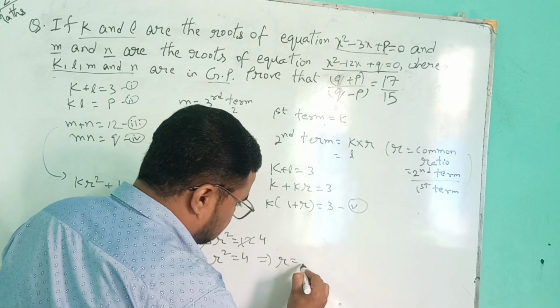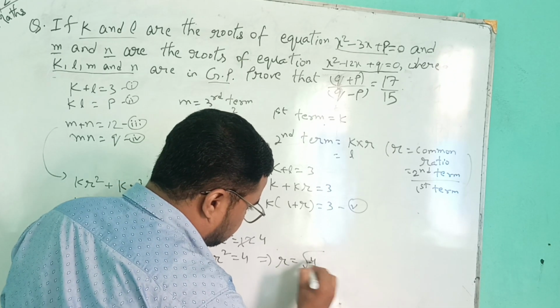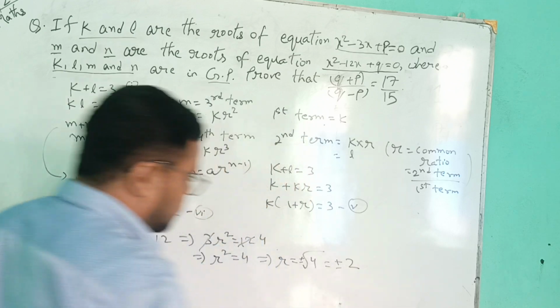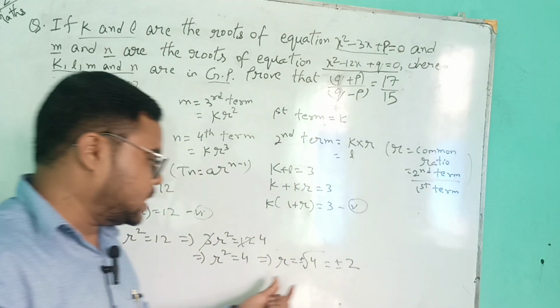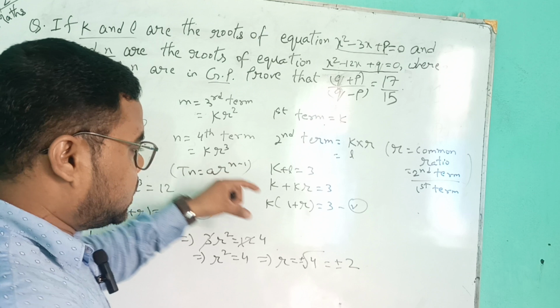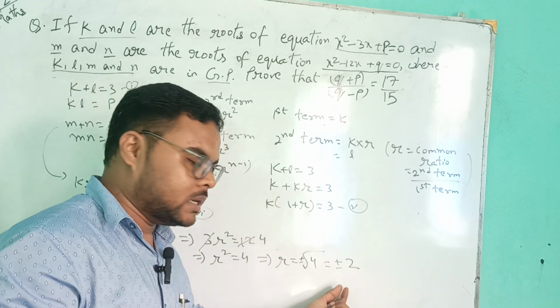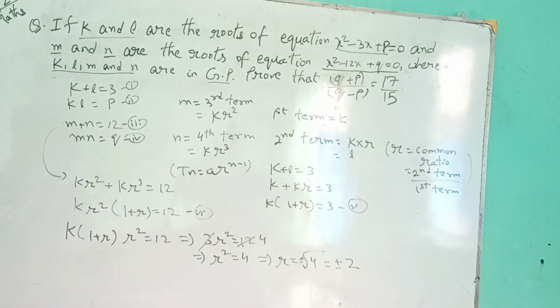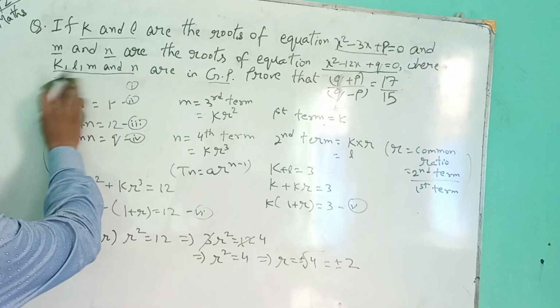And r equal to what? Root over 4, which will be equal to plus minus 2. Now we will consider the case when r equal to 2, then what will be the values of k, l, m and n, and when r equal to minus 2, what will be the values of k, l, m and n. Now hope we have understood. Now we will replace this.